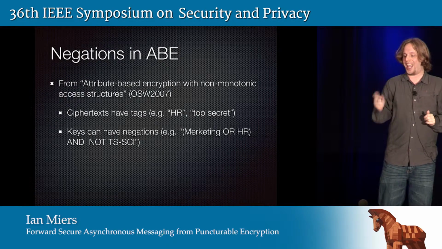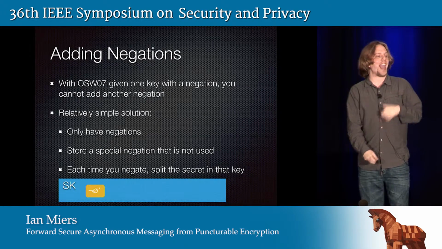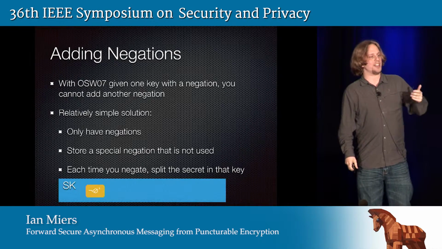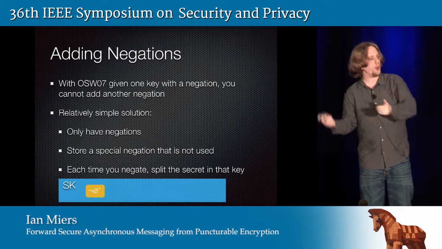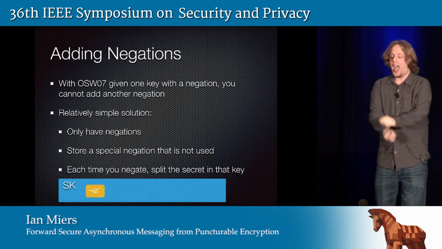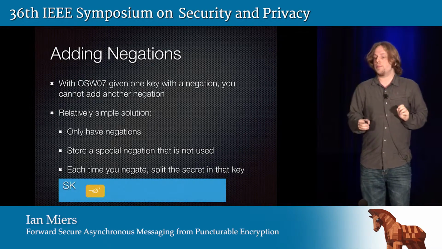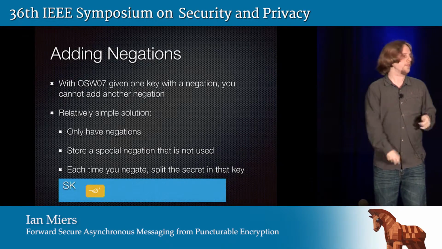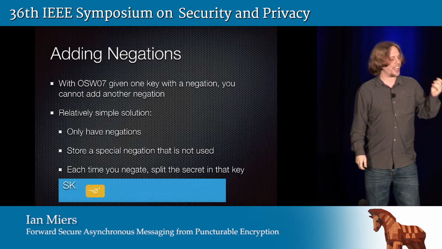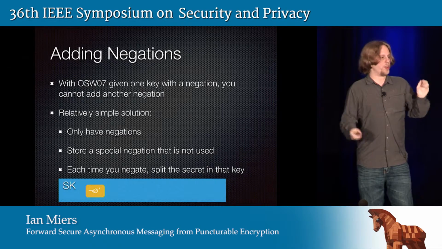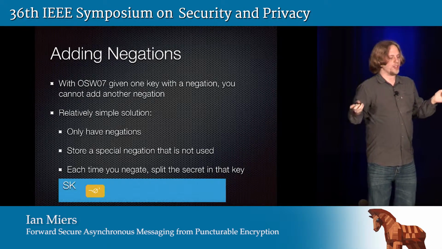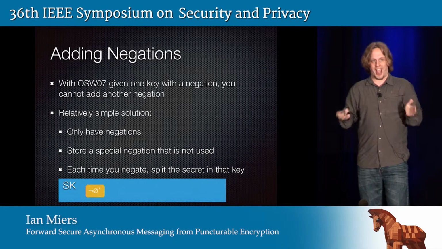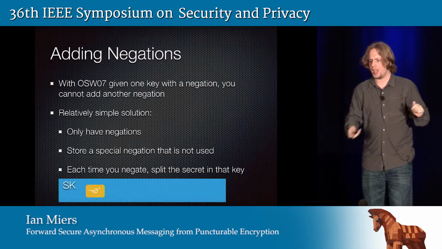But the problem is that we can't take this scheme and add negations. So we can't take a key that says and not message 5 and add it to say and not message 5 and not message 42, right? These are both random tags on the messages. And because you can't do that, we can't quite get this to work. Thankfully, though, you can update this scheme so that you can actually do that, and you have to do a few tweaks. The first thing you have to do is you have to remove everything but negations. You can't have other policies. And the second thing you have to do is store a special negated key that's not actually used. We call this the null tag, right? You will never tag a message with this, but you have to have it in your crypto system.